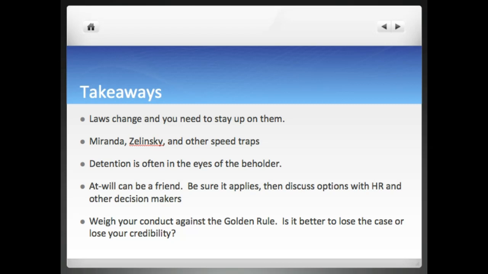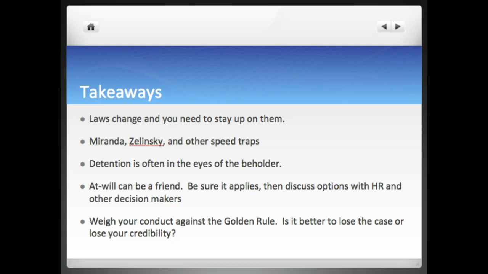The Miranda and Zelinsky cases, those really are speed traps. They were cases that told police that they'd overstepped. And we use those as red flags for us, so that as investigators we understand when police are told they can't do something, we need to be circumspect and say, are we doing something similar, and does this affect us?